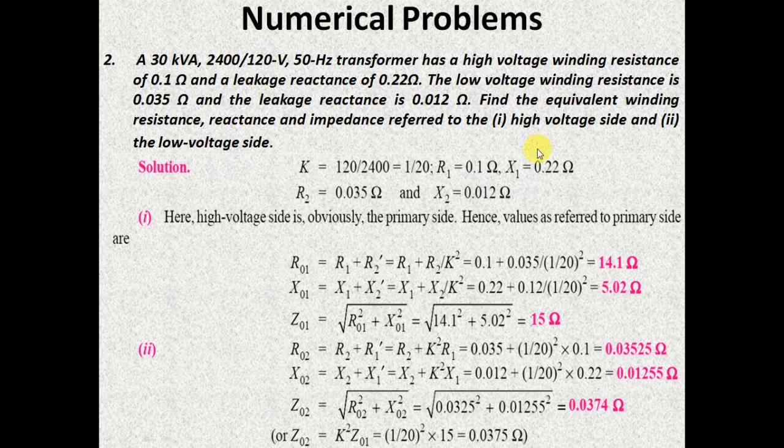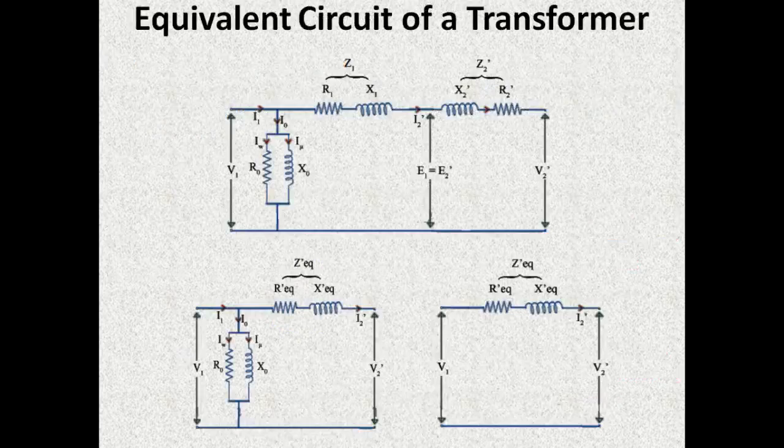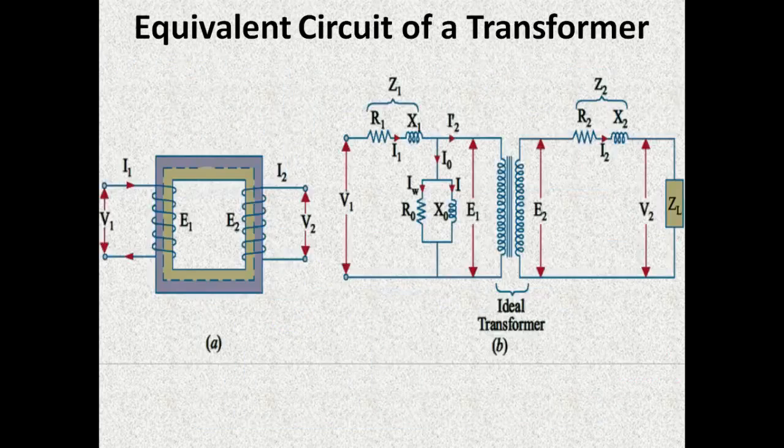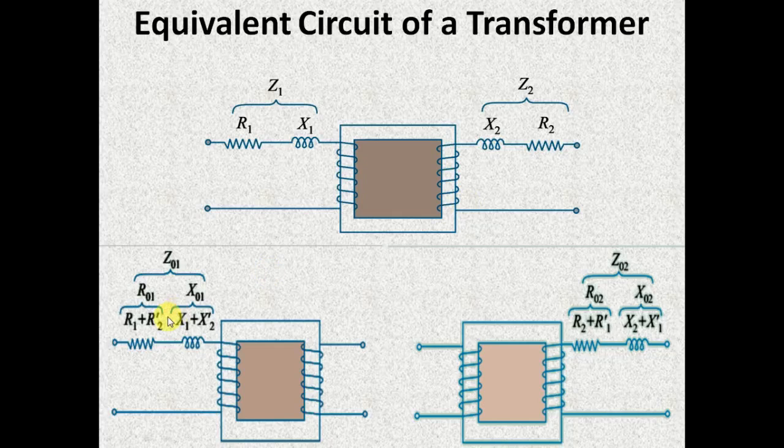So in the first part you are asked to find the equivalent winding resistance, reactance and impedance referred to primary side. That is, you have to find the value of R01, X01 and Z01. As you know, R01 is actually the sum of R1 and R2 dash. We have seen that here. R01 is actually the sum of R1 and R2 dash. X01 is actually the sum of X1 and X2 dash. Once after finding the value of R01 and X01, you can easily determine the value of Z01.